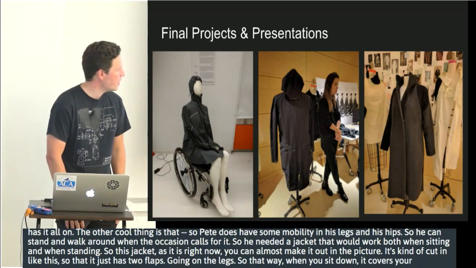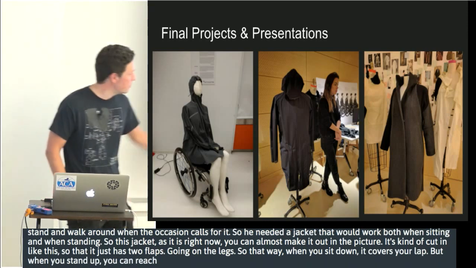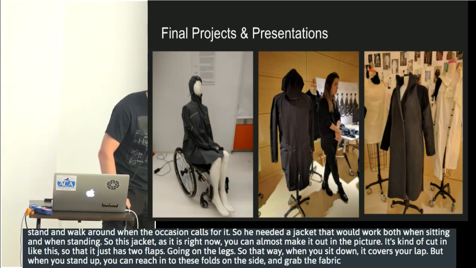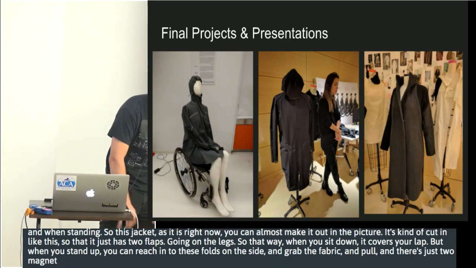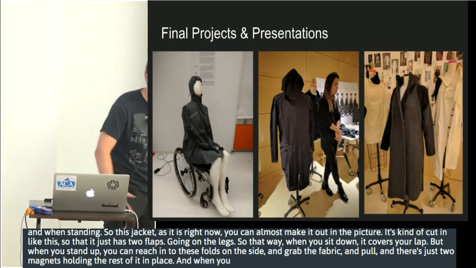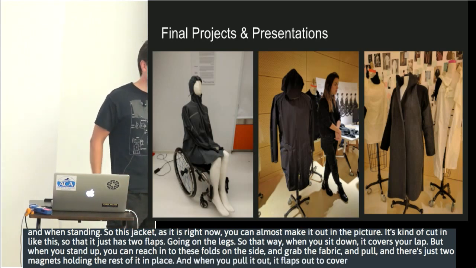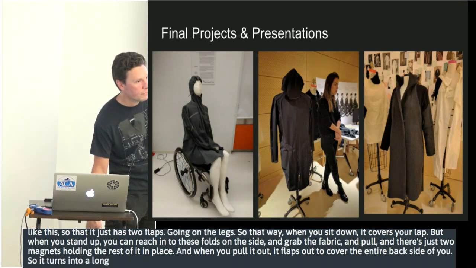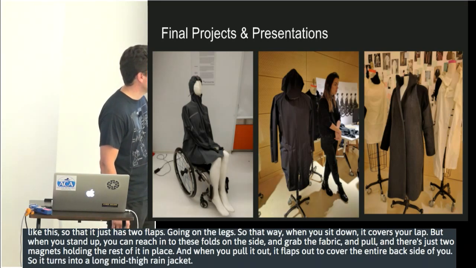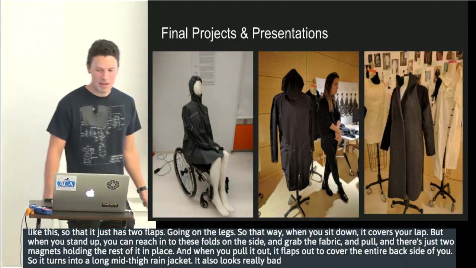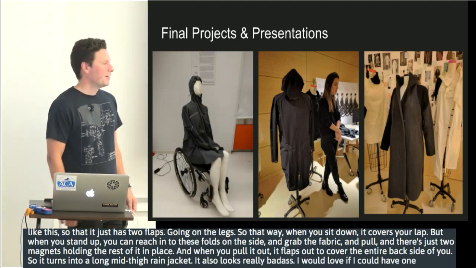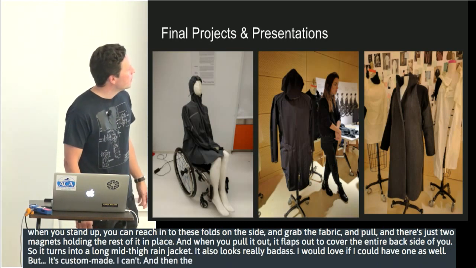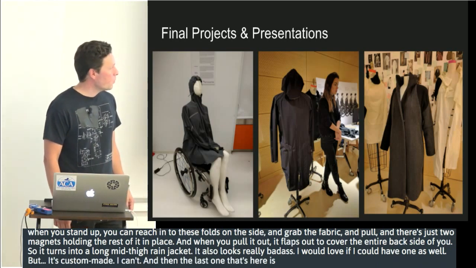But when you stand up, you can reach into these folds on the side and grab the fabric and pull, and there's just 2 magnets holding the rest of it in place, and when you pull it out, it flaps out to cover the entire back side of you. So it turns into a long, mid-thigh rain jacket. It also looks really badass, so I would love it if I could have one as well, but it's custom made. I can't.